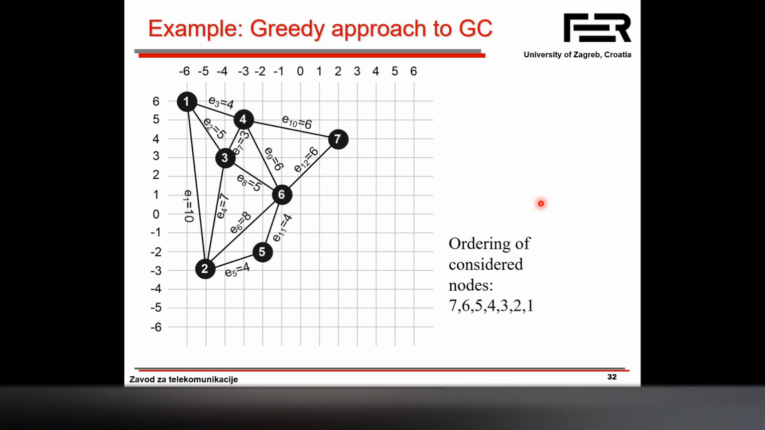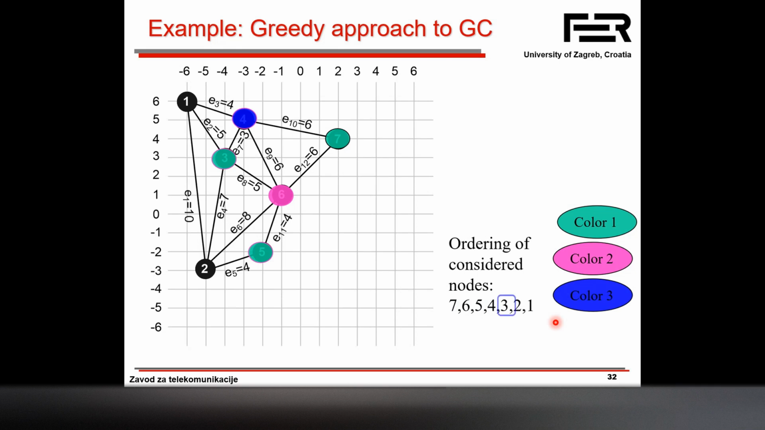If we were to change the order of considered nodes, let's try a different order: 7, 6, 5, 4, 3, 2, 1. And start by, again, coloring the different nodes. We can end up with fewer colors. So this is, again, just an example of a greedy algorithm that we could define for graph coloring to get some kind of an initial solution.